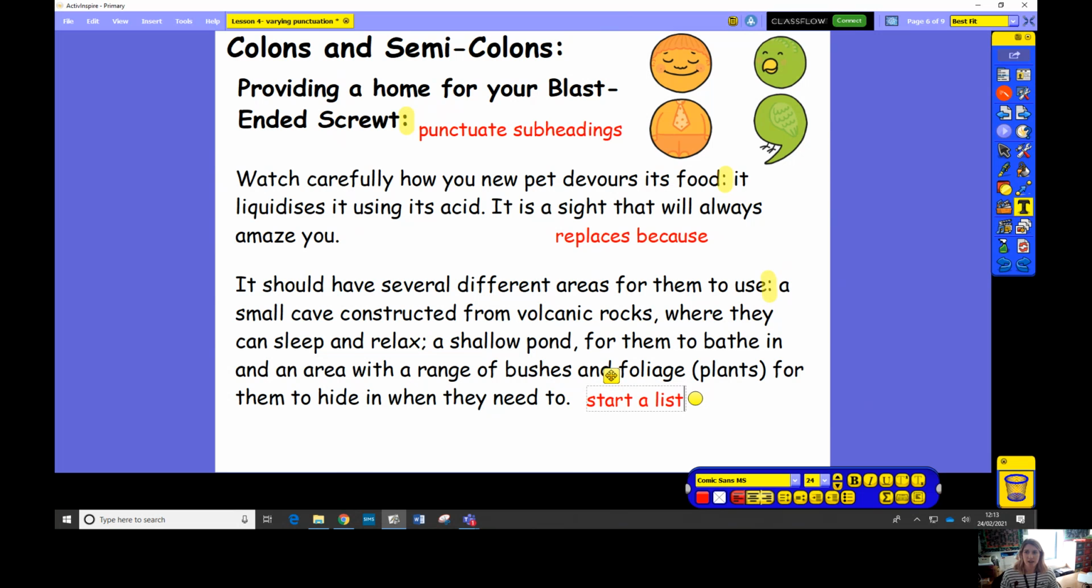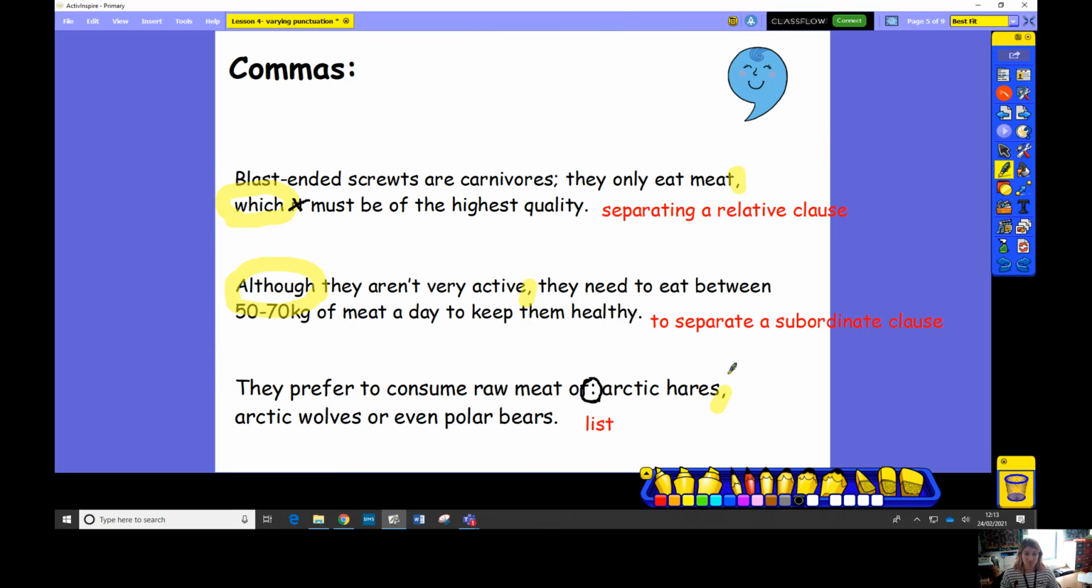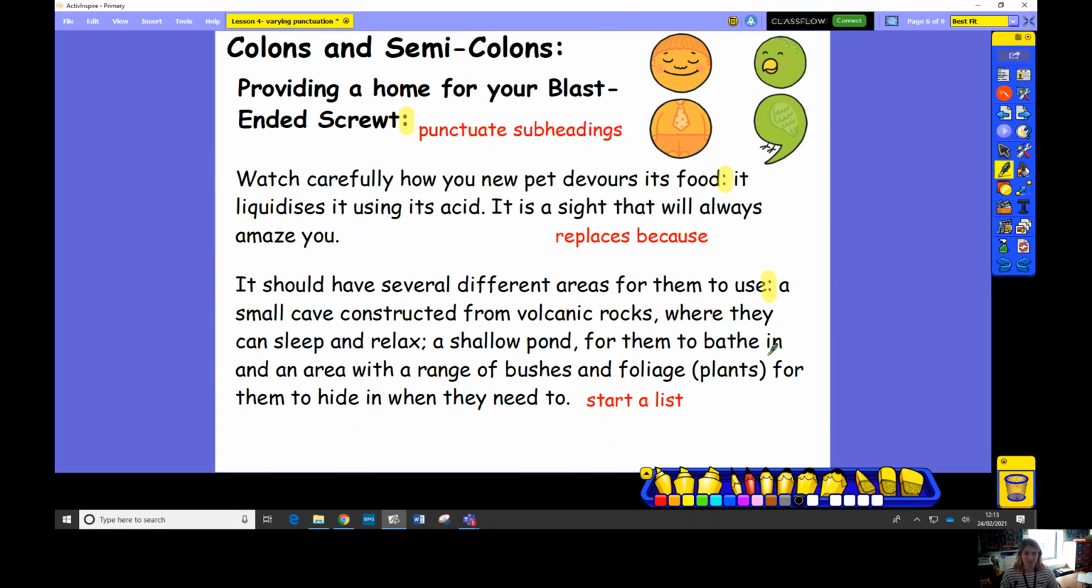Now let's come to our semicolon. And then what is the difference between this list here, which uses a comma, and this list here? First of all, it's way longer. So we use semicolons when we are using an expanded or an extended list. This is a longer list.